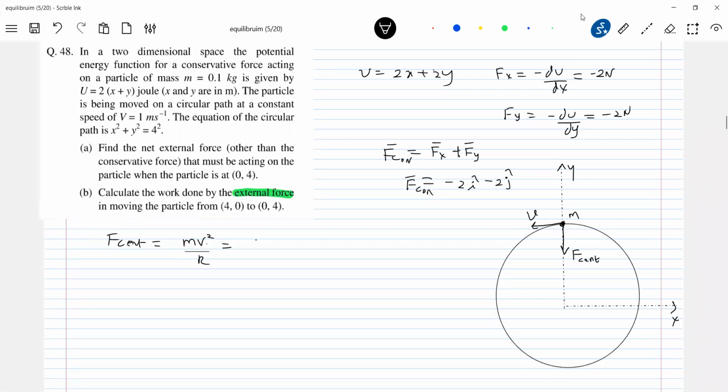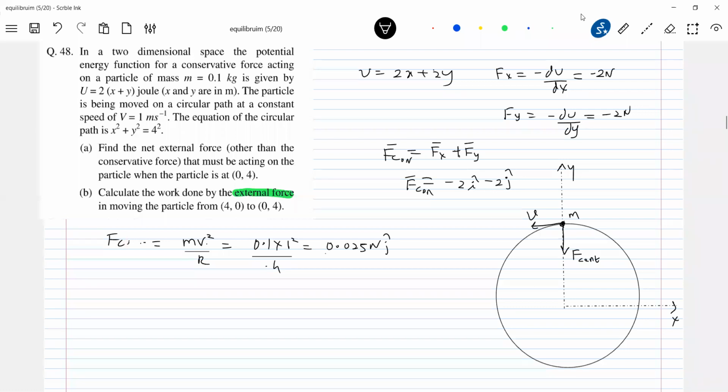So this should be equal to 0.1 times 1 square, r is 2. So, r is 4, no? R is 4. So this will be 0.025 Newton, this much of centripetal force.